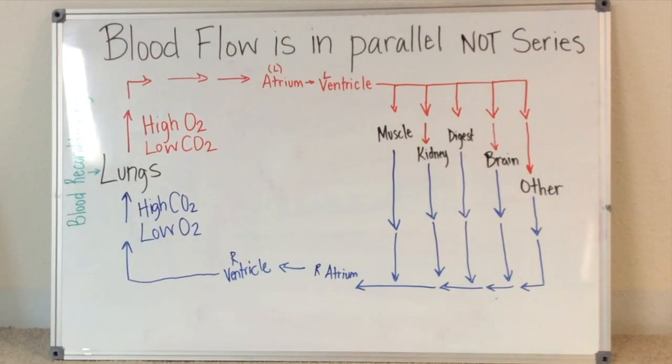If this were the case, at each point in time, the muscles would pick up oxygen and drop off carbon dioxide. The kidneys would then pick up oxygen and drop off carbon dioxide. The digestive system would then pick up oxygen and drop off carbon dioxide. How would this affect our gradients? By the time the blood made it up to the brain, the blood would already be significantly lower in oxygen and higher in carbon dioxide.